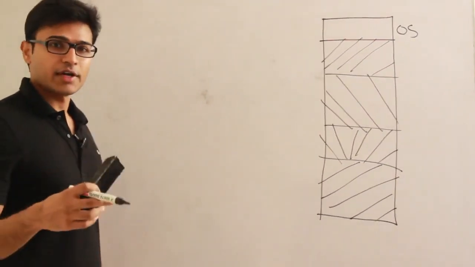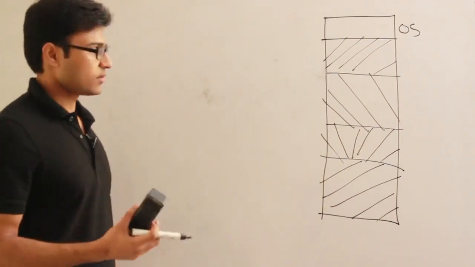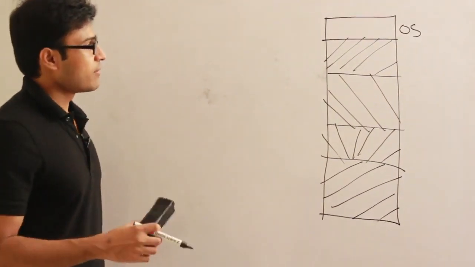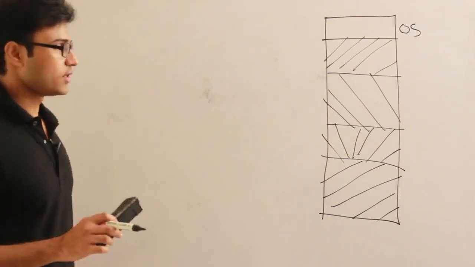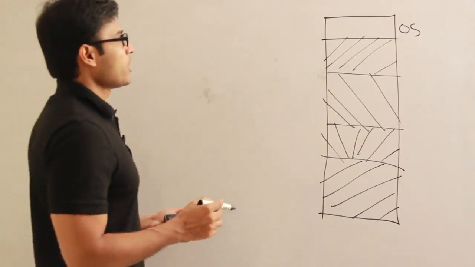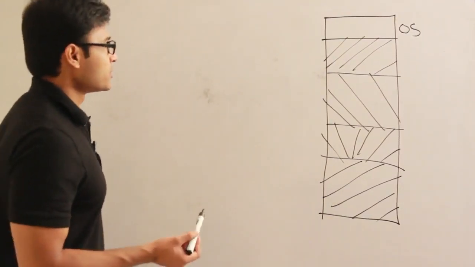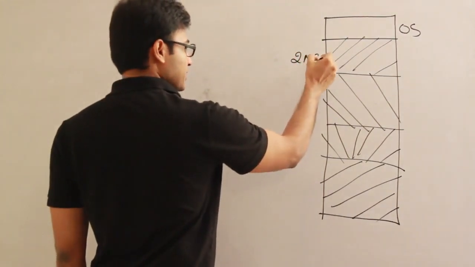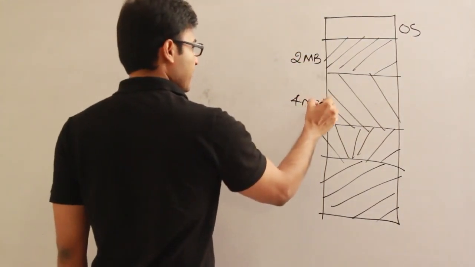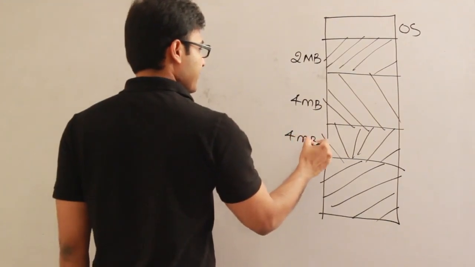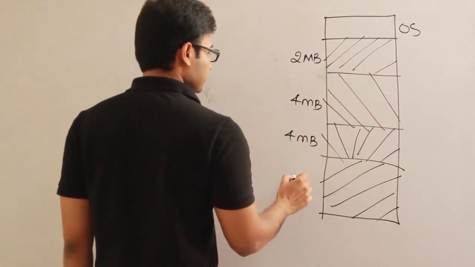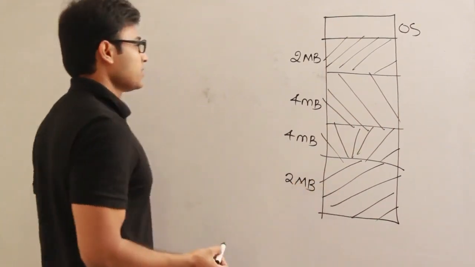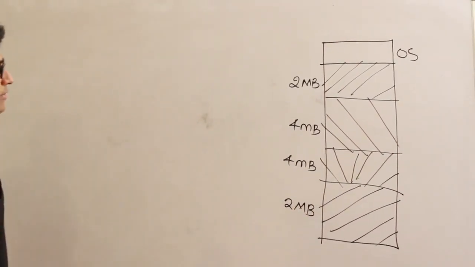But over a period of time, as the algorithm progresses, lots of holes will be created, and managing them is a big headache. So what are the various data structures we are going to use? Let us assume that the size of this process is 2 MB, and here the size is 4 MB and 4 MB, and say 2 MB again. So this is how the processes are there.